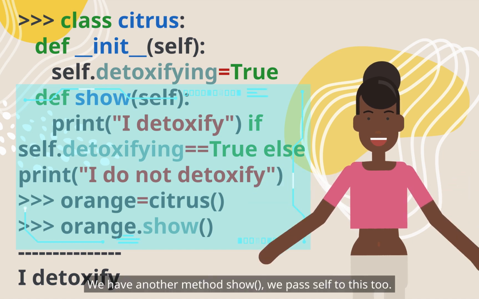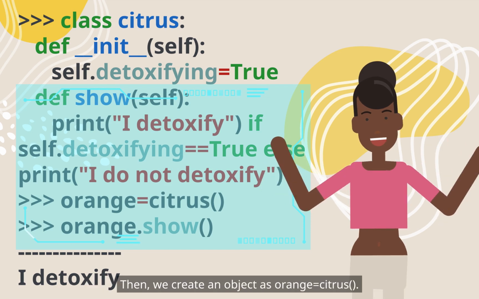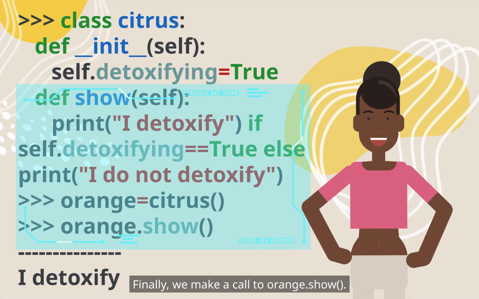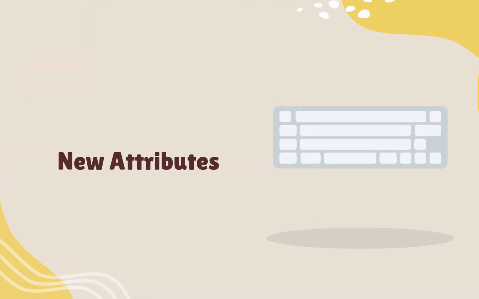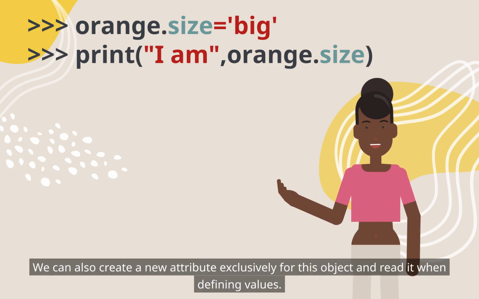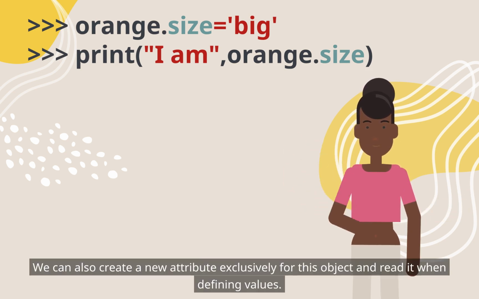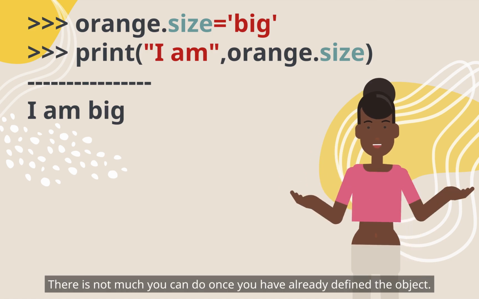We have another method, show, and we pass self to this too. Then, we create an object as orange equals citrus. Finally, we make a call to orange.show. We can also create a new attribute exclusively for this object and read it when defining values. There is not much you can do once you have already defined the object.